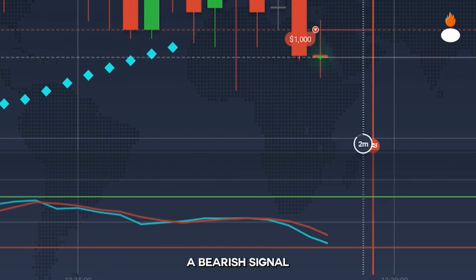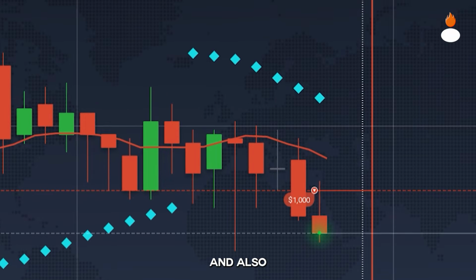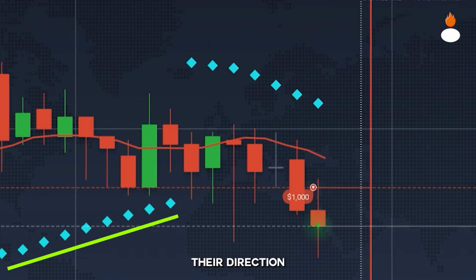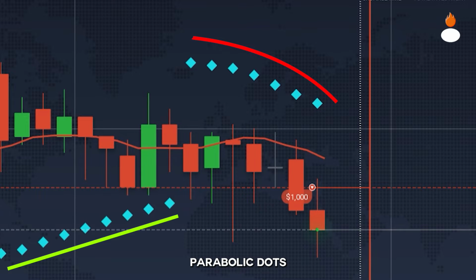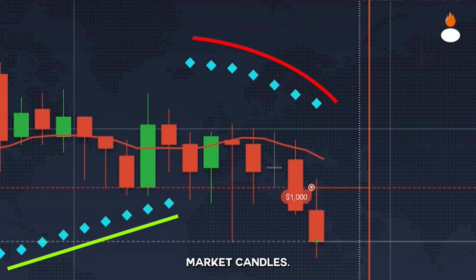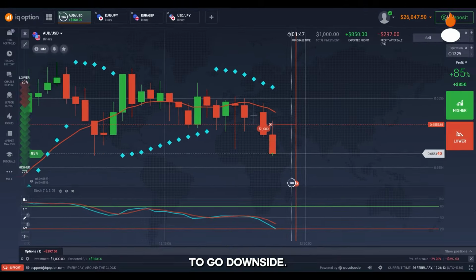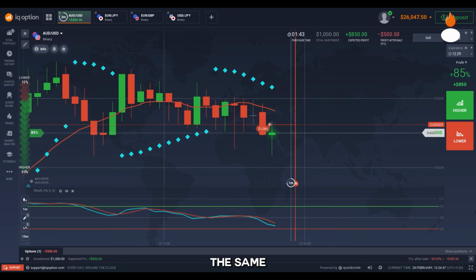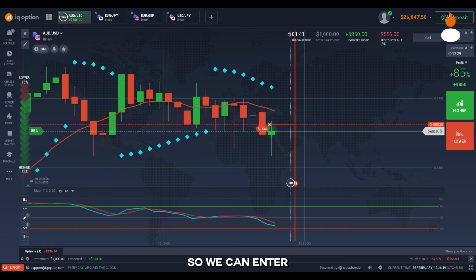So that's a bearish signal for us. And also, look at the parabolic SAR dots. The parabolic dots changed their direction and started making parabolic dots above the market candles. It means the market is turning and starting to go downside. So all our three indicators are giving us the same bearish signal, so we can enter a trade to the downside here.